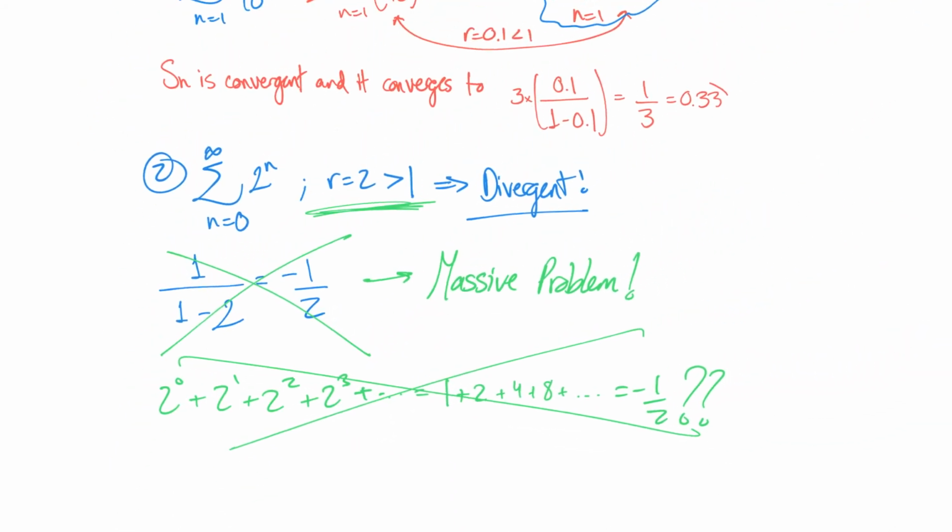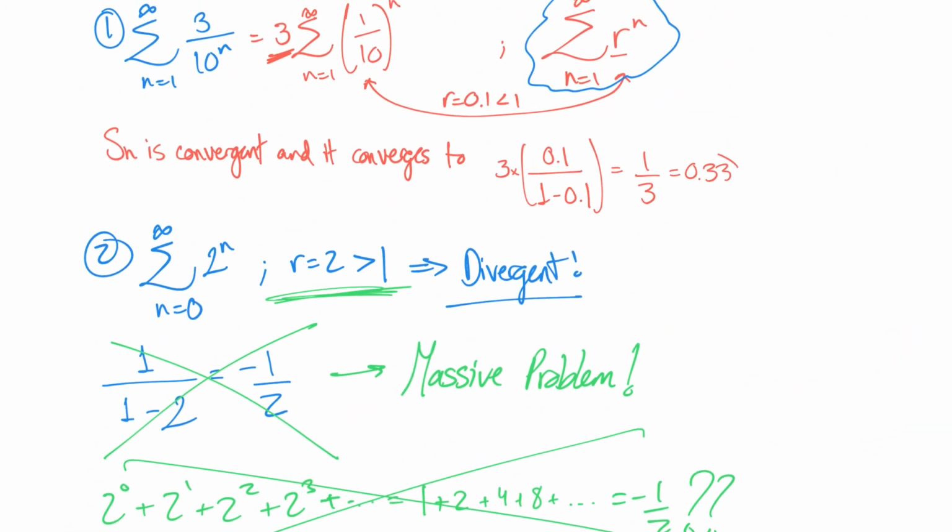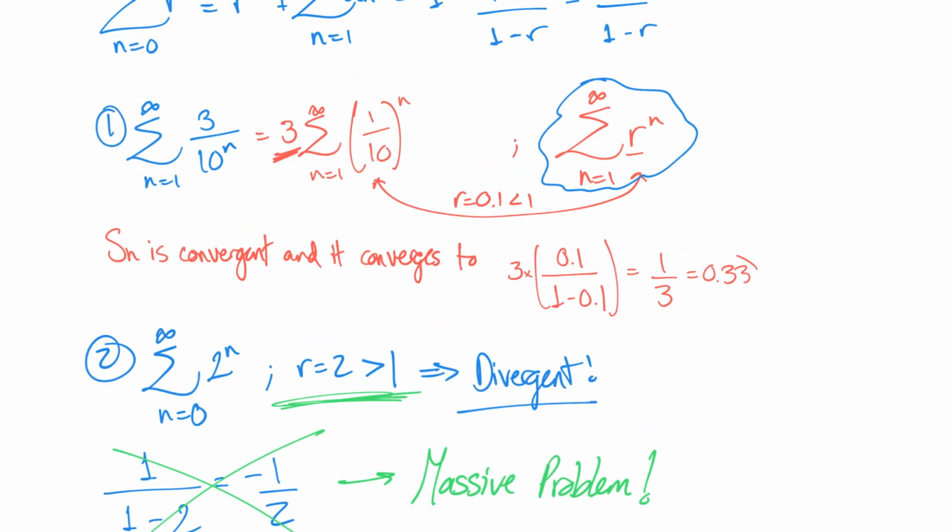So then, very important, guys, whenever we have a number, we need to check if it's greater than or equal to 1. Now, what happens when it's exactly equal to 1? We'll do that in another video.